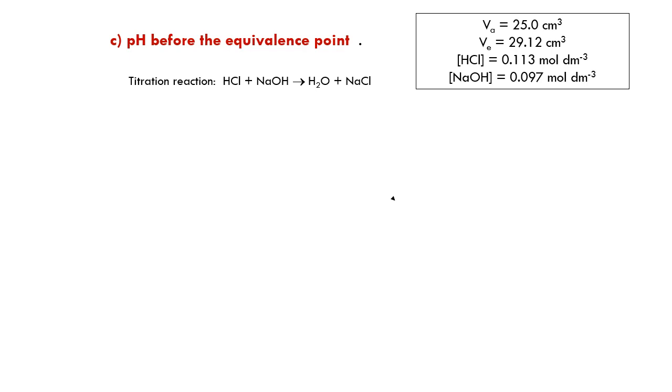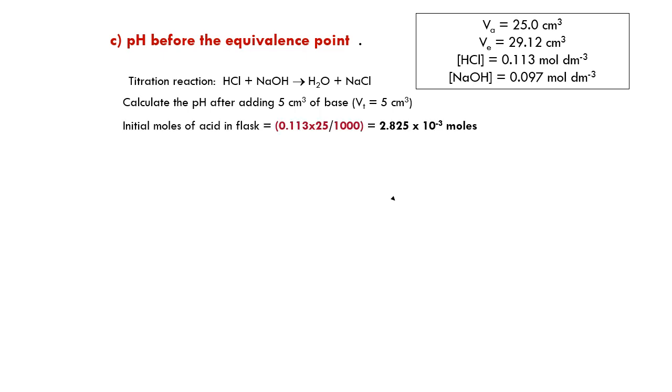All right. So let's examine a pH before the equivalence point. We've looked at what the pH was initially. It was 0.95, right? So it's expected. We have a strong acid, so the pH is going to be low. We have an idea now of what the equivalence volume would be, and now we're going to examine a pH before we get to the equivalence point. So again, we have the titration reaction there. And we want to calculate the pH after we've added just 5 cm³ of our base.